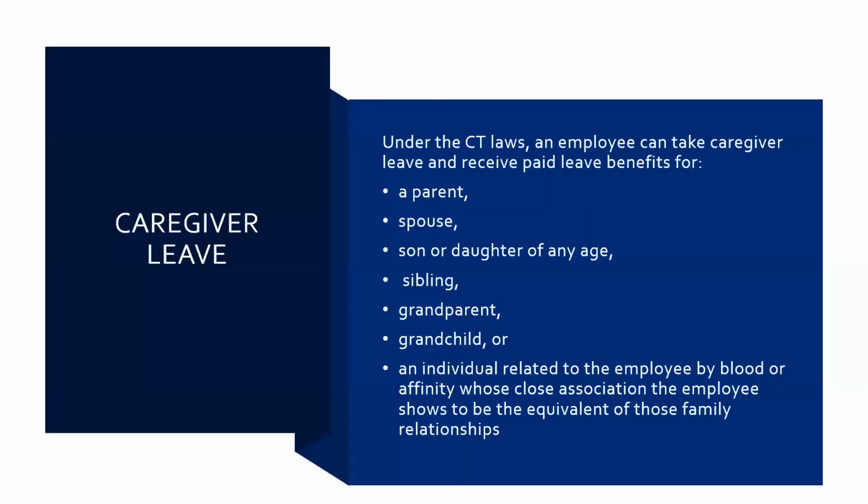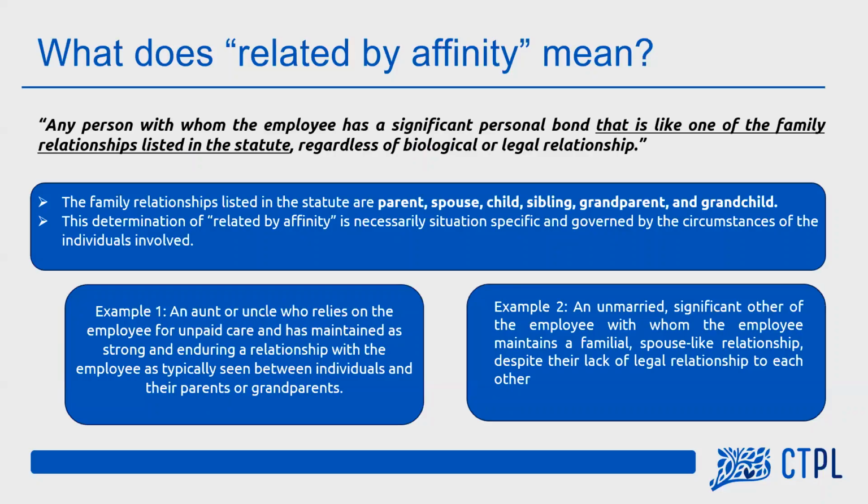Well, when we talked about caregiver leave, I want to clarify what relationships that applies to. So under the Connecticut laws, an employee can take caregiver leave for a parent, a spouse, a child of any age, a sibling, a grandparent, a grandchild, or an individual related by blood or affinity. So what does that mean, related by affinity? Related by affinity basically means if there's a close personal bond that is like one of the family relationships listed, regardless of if there's a biological or legal relationship.